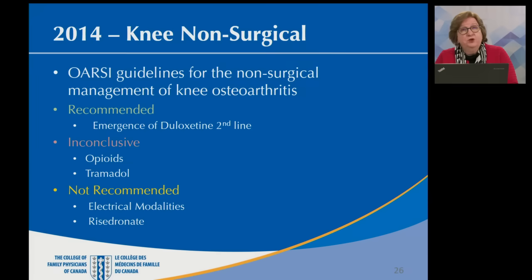In 2014, OARSI put out the knee non-surgical management guidelines. And in that, they divided their recommendations into recommended, inconclusive, or not recommended, which helped clarify some of the management options. Again, duloxetine was recommended as second-line pain management, especially with chronicity of osteoarthritis pain or multiple joint involvement. Inconclusive evidence around opioids and tramadol. And at this point, I would say that opioids would not be recommended in most cases of management of osteoarthritis.